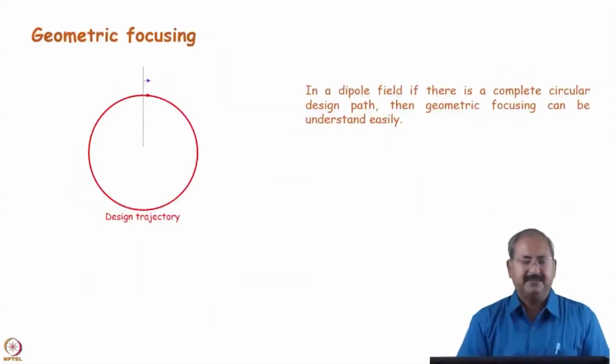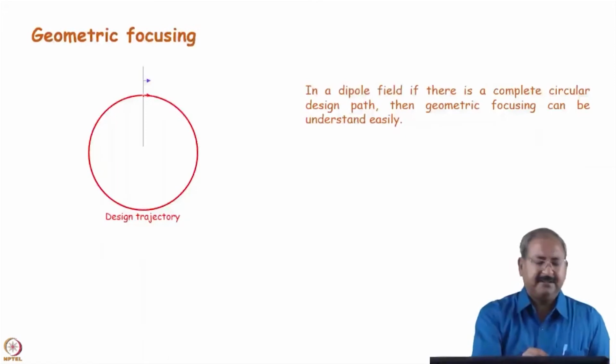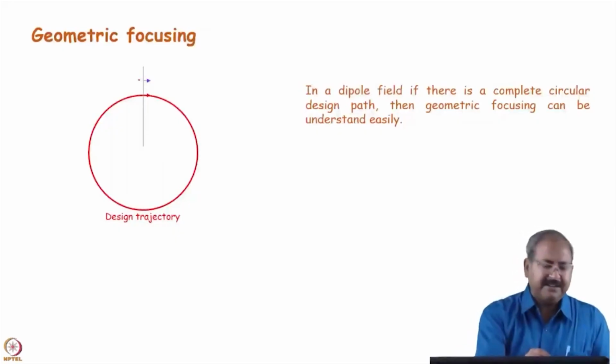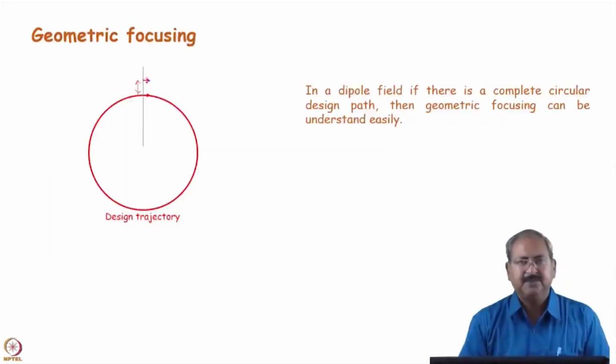Now what is geometric focusing? Consider there is a dipole magnet, and under that dipole magnetic field, a particle trajectory is making a circular path. This is our design trajectory. Now suppose a particle is deviated initially from this design trajectory here. This is shown here. Now how will the motion of this particle evolve?